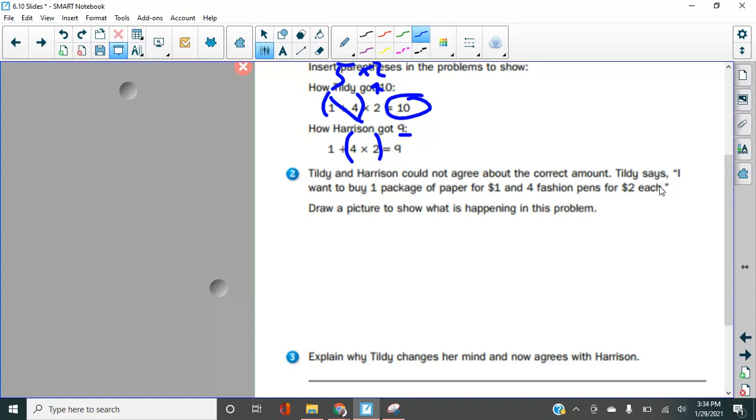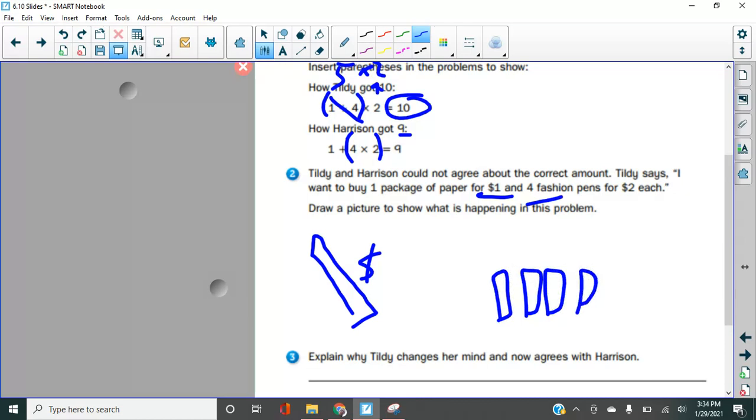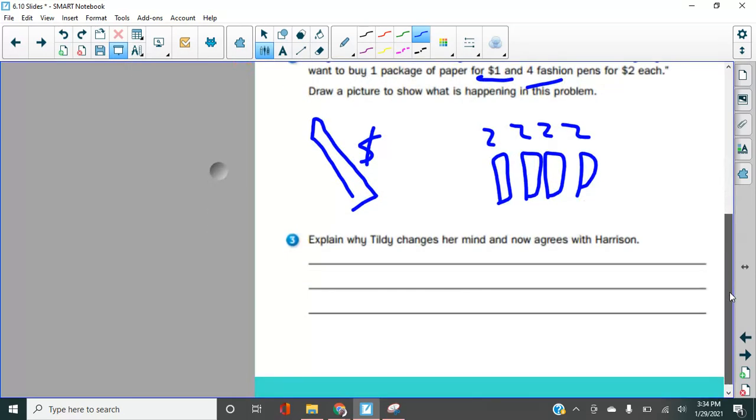Tildy says, I want to buy 1 package of paper for $1 and 4 fashion pens for $2 each. All right. Oh, good. We always work on visualizing. I want you to show a picture of what she is buying. That's what I would do. I'd draw, here's her pencil, and it's $1, and then 4 fashion pens. 1, 2, 3, 4, and these are all $2. Aha. Let's do this one.